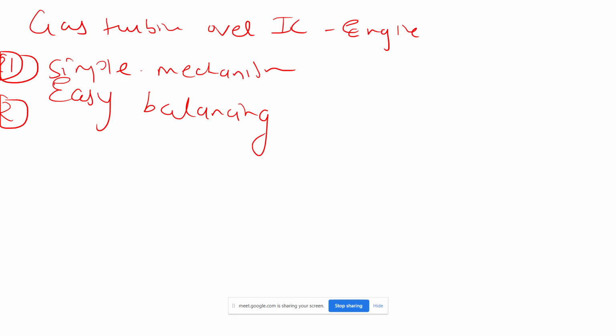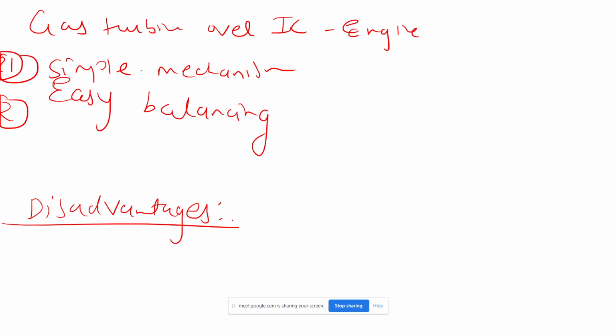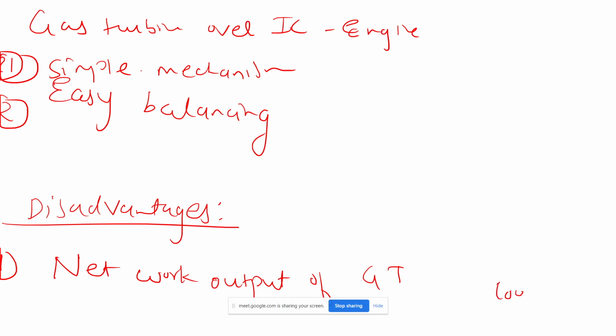Now we will discuss the disadvantages. One of the major disadvantages of the gas turbine over the IC engine is that the network output of the gas turbine, I will write GT only, is lower than that of IC engines.